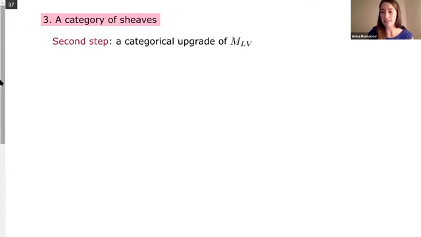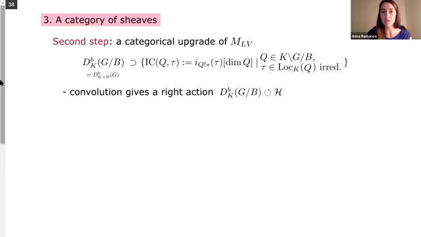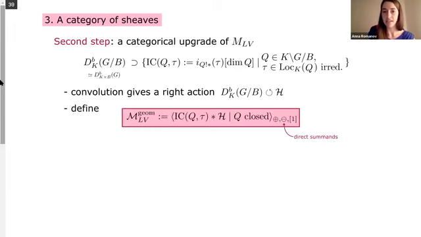And then we want to play the same game for this Lusztig-Vogan module. So we'll find a categorical upgrade here within the K-equivariant derived category. And within this, we also have IC sheaves, which in this case will be what we get if we take a K-equivariant local system on one of these orbits and take the corresponding intermediate extension and shift by dimension. And now convolution gives us a right action of this geometric Hecke category on here.